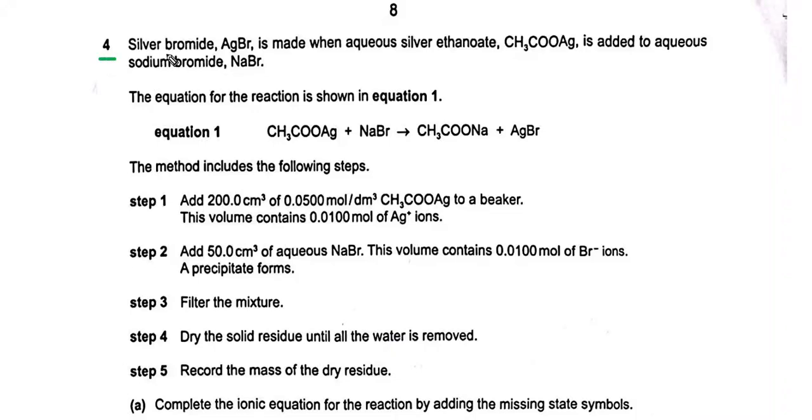Number 4, silver bromide is made when silver ethanoate is added to sodium bromide. Sodium bromide reacts with silver ethanoate to produce sodium ethanoate and silver bromide.